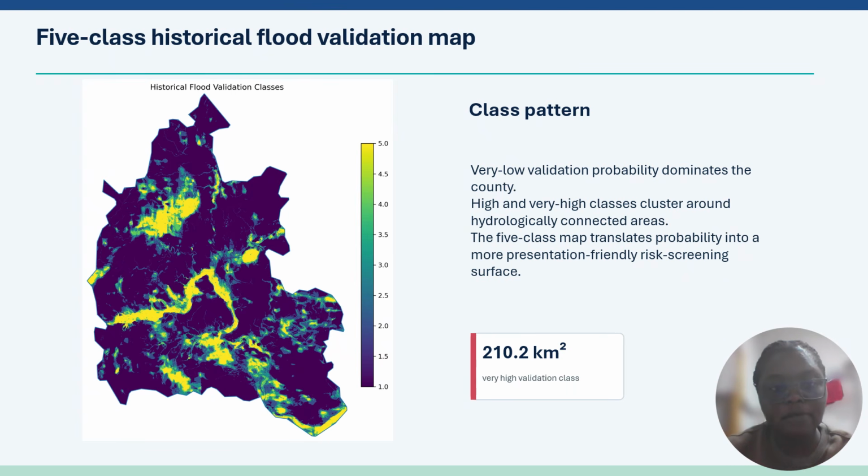In order to achieve a more excellent interpretation, the probability map was then reclassified into five categories, ranging from very low to very high validation. And you could notice that most of Oxfordshire falls within the very low categories, while high and very high classes cluster around hydrologically connected regions.